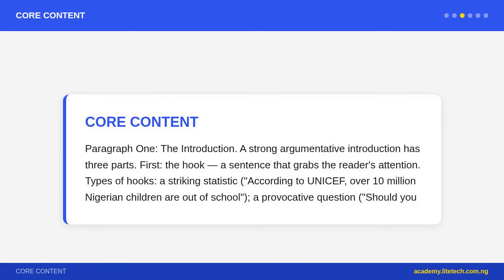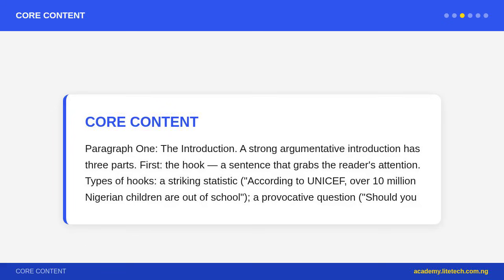Paragraph 2 and 3, body paragraphs, arguments. Each body paragraph develops one argument. It follows the PEEL structure. P: Point. State the argument in a topic sentence. Mobile phones severely damage students' ability to concentrate during lessons.